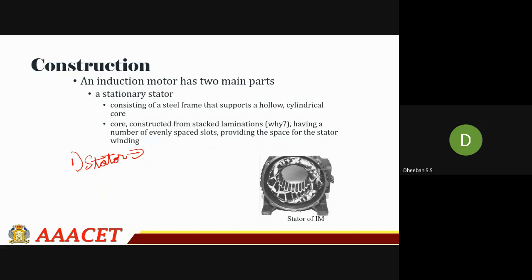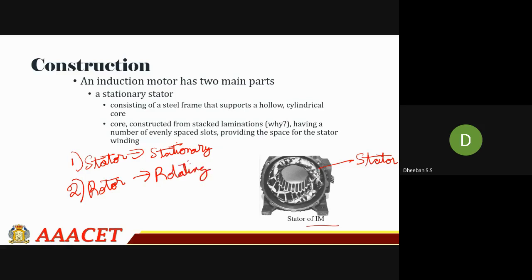This outermost part is nothing but the stator. This is the structure of the stator of your induction machine. The stator will be stationary, while the rotor is the rotating part of the motor.